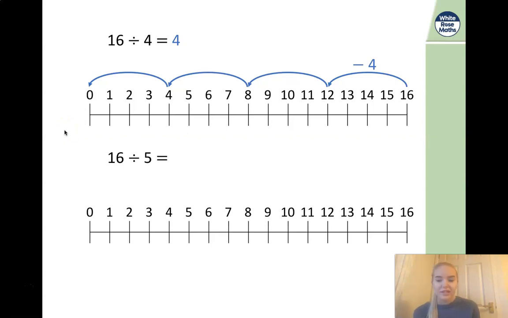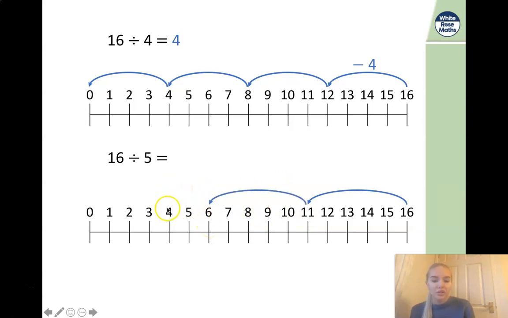This one is a little bit different. Now, we again have the whole number of 16. So we start at the number 16. This time our divisor, the number we are dividing by, is 5. So how many is going to be in one group? Absolutely 5. So we're going to start at 16 and we're going to count back in 5. So ready? 1, 2, 3, 4, 5. So we've counted one group of 5. 1, 2, 3, 4, 5. Counted another group of 5.